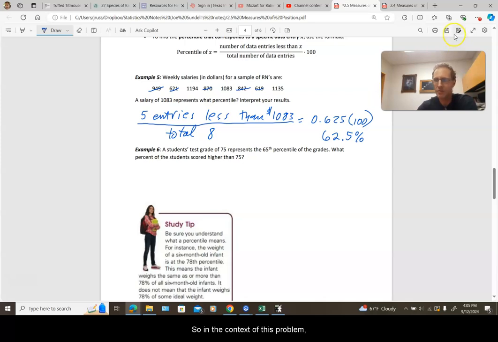So in the context of this problem, that just means that roughly 62% of nurses are going to be making at or below $1,083.